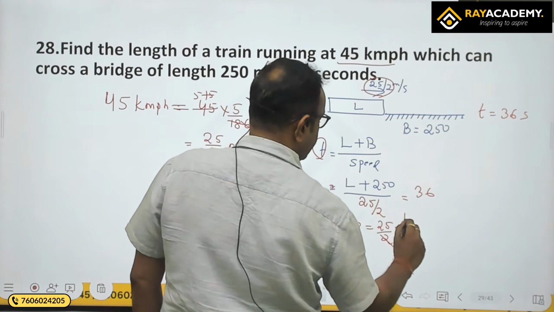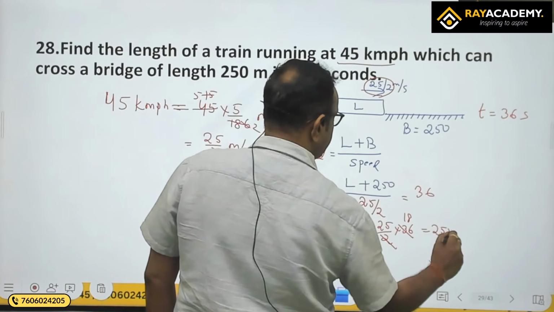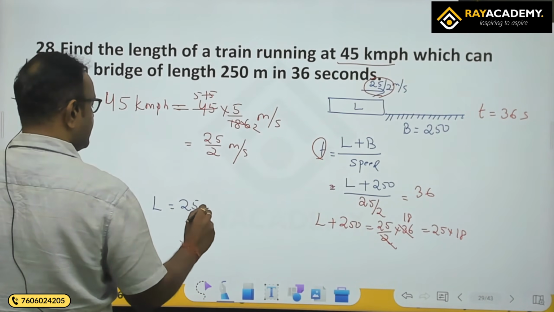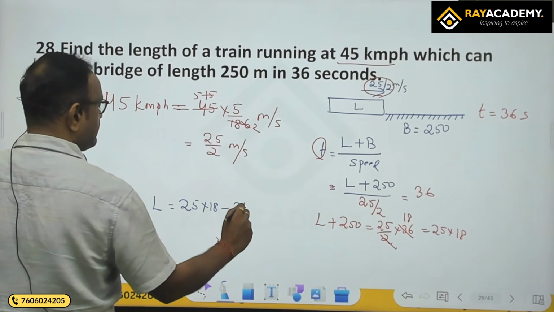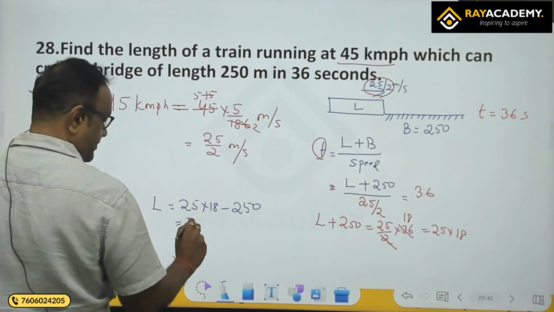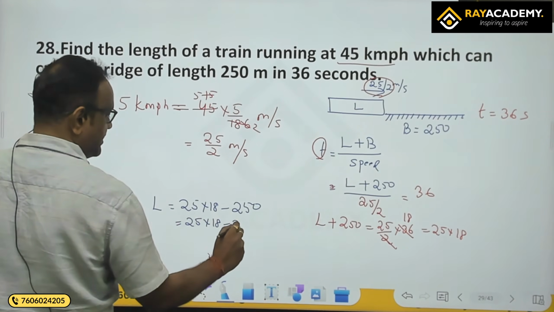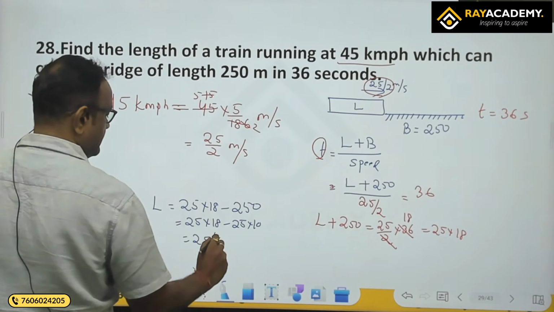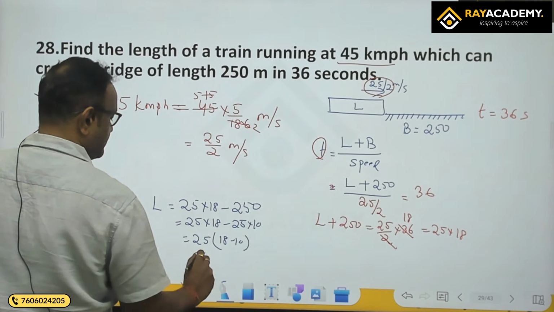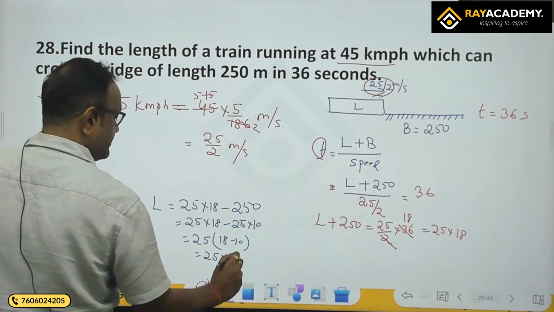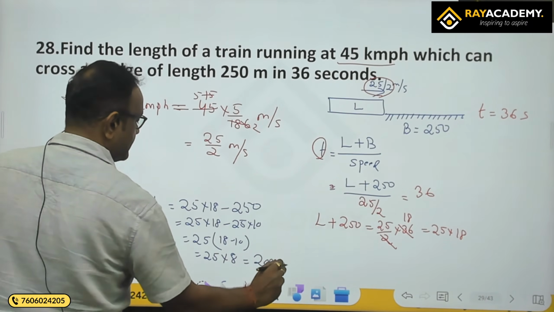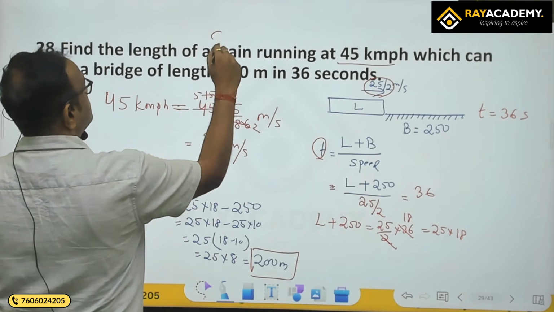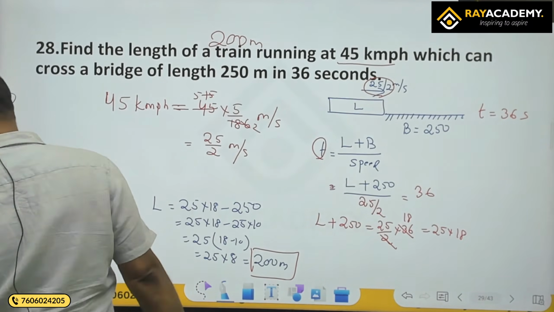So 18 has to go, so it is 25 into 18. So L equals 25 multiplied with 18 minus 250. You can solve this easily: 25 into 18 minus 25 into 10. So it is 25 into 18 minus 10, so it is 25 into 8. That is 200 meter. So the length of the train is 200 meter. 200 meter is your answer.